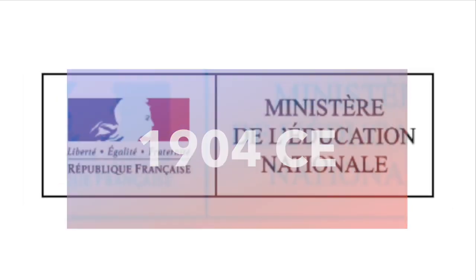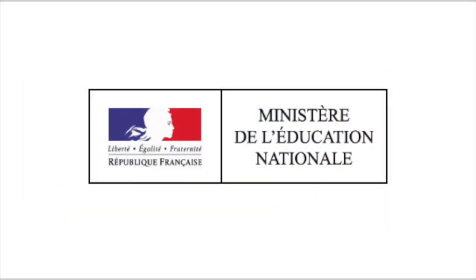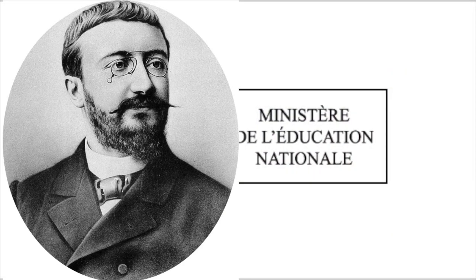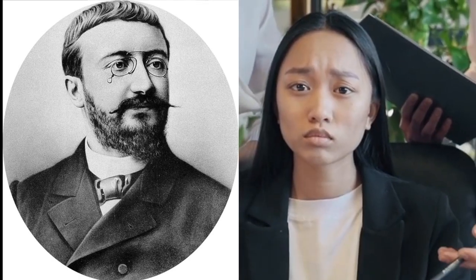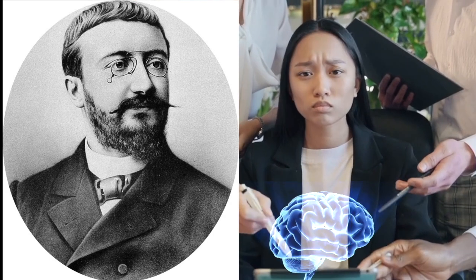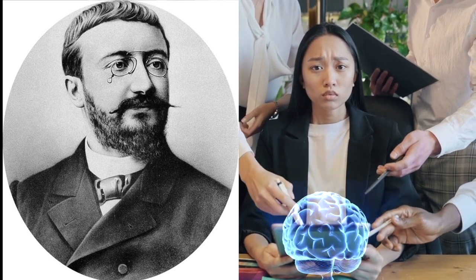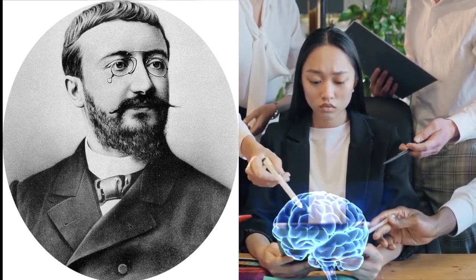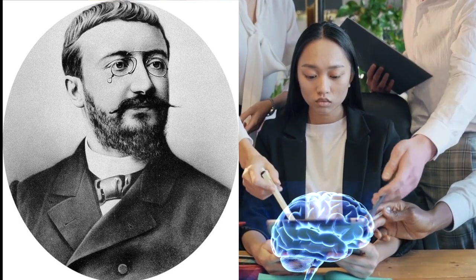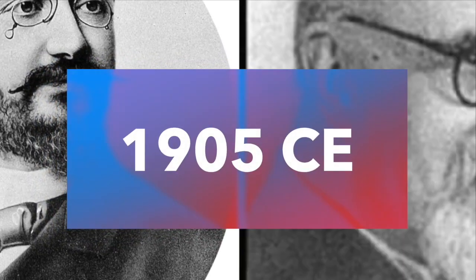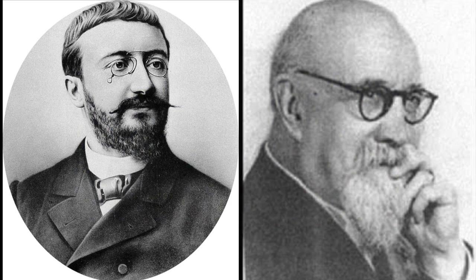In 1904, the French Ministry of Education asked psychologist Alfred Binet to devise a method that would determine which students did not learn from the regular classroom instruction. The idea was to identify the so-called slow learners so that they could be given extra help. As a result, in 1905, Binet, along with Theodore Simon, introduced a new test for measuring intelligence of school children.